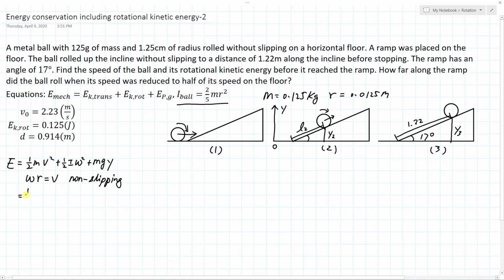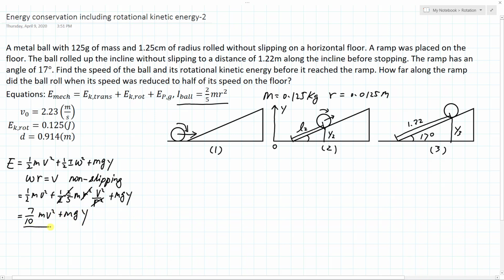So let's calculate further. 1/2 mv squared plus 1/2 times 2/5 mr squared, and omega is v over r, so v squared over r squared, plus mgy. And we can simplify, divide out these, and divide out these. So we have 1/5 mv squared. That is the rotational kinetic energy. The translational is always 1/2. So if we combine 1/5 and 1/2, we have 5/10, and here's 2/10, so 7/10 mv squared plus mgy.